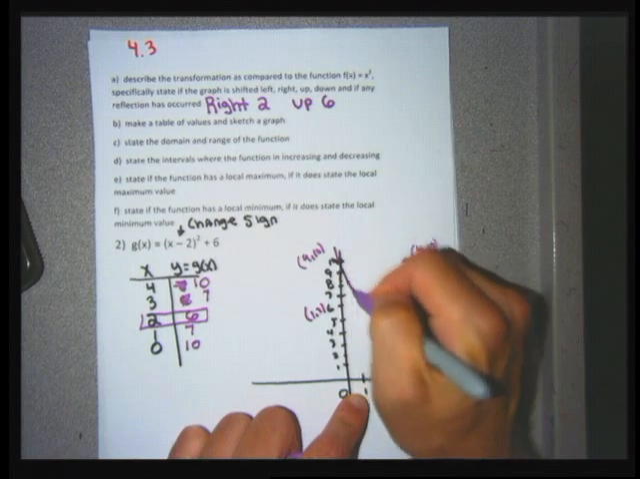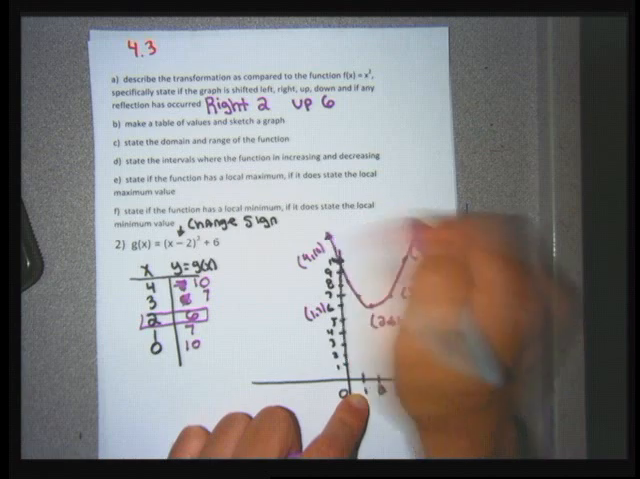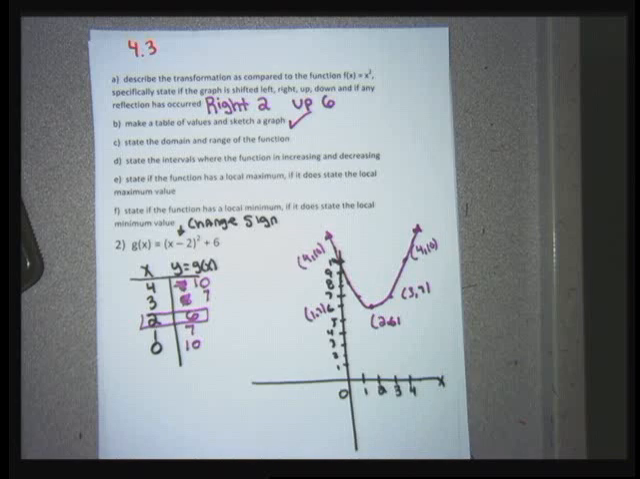And then this looks more or less like what my calculator gave me. I'm going to extend the graph and put some arrows at the end. So that's making a table and sketching a graph done.